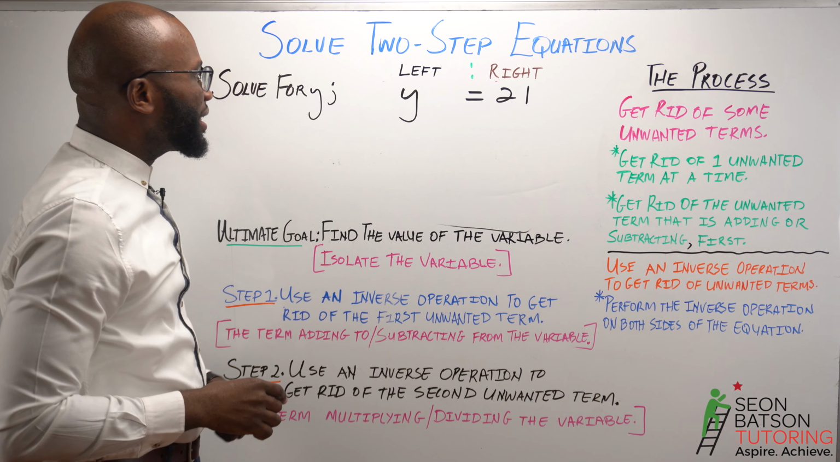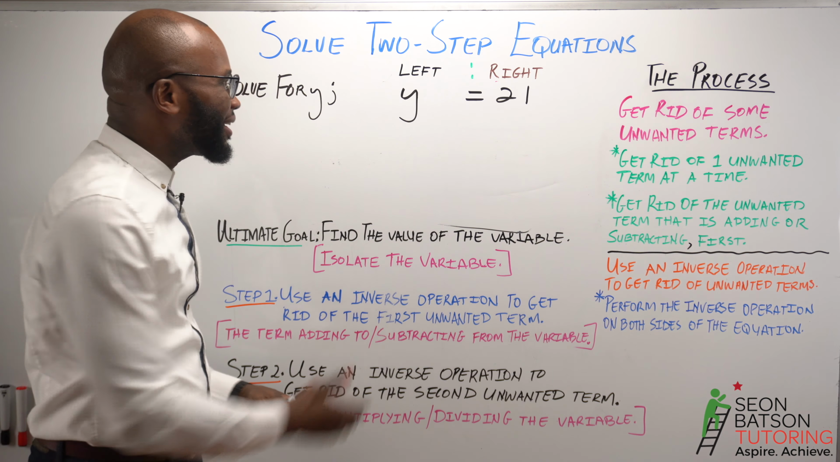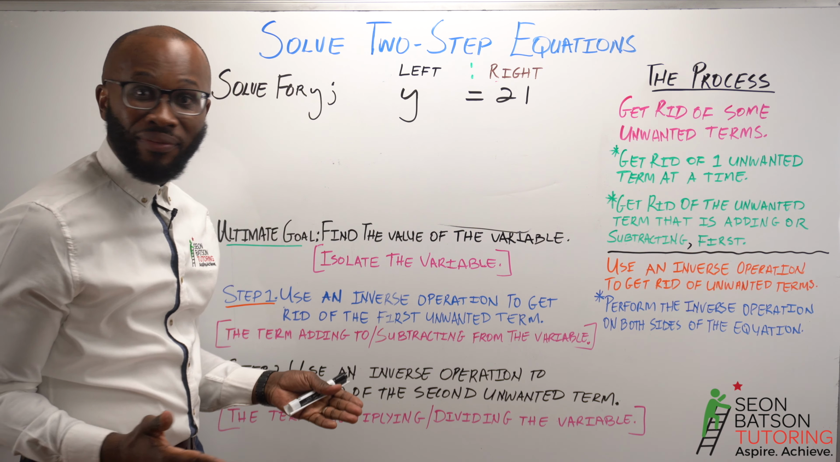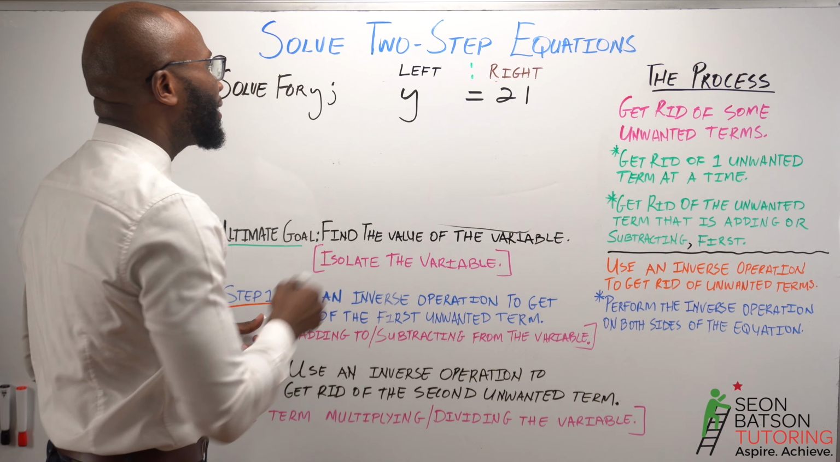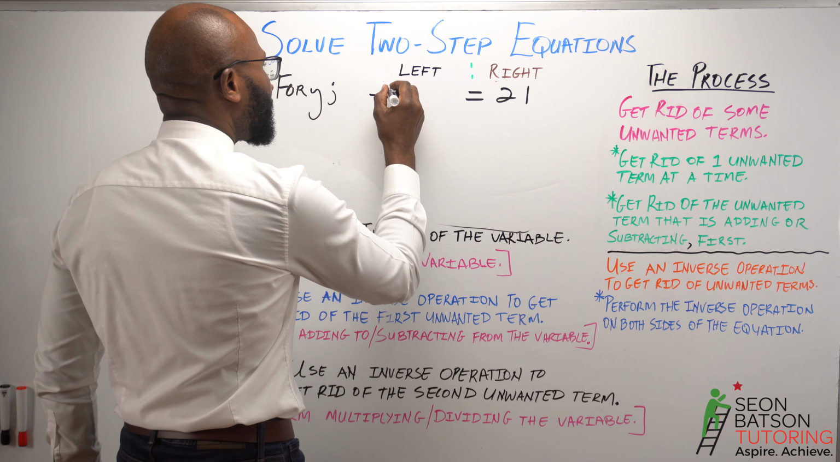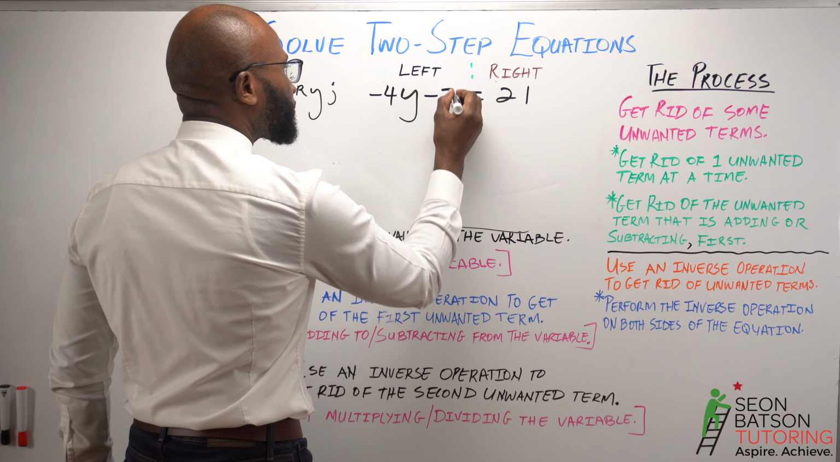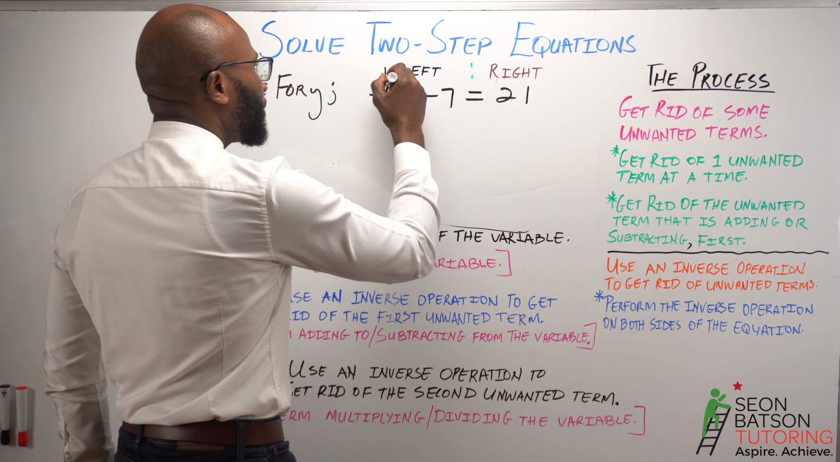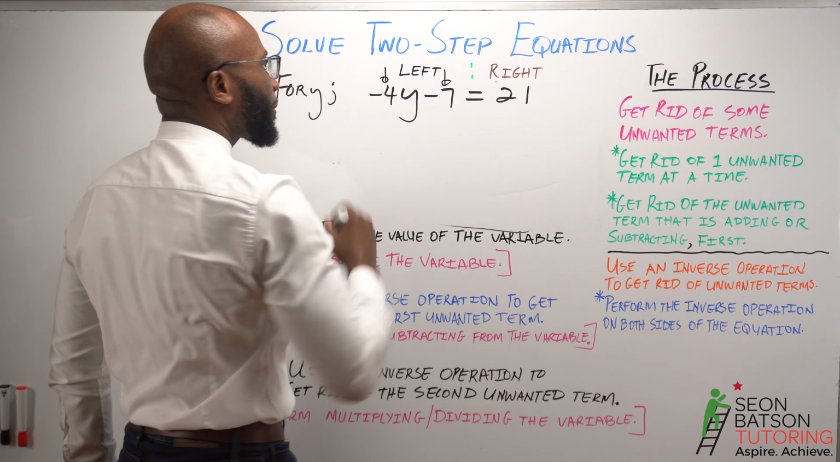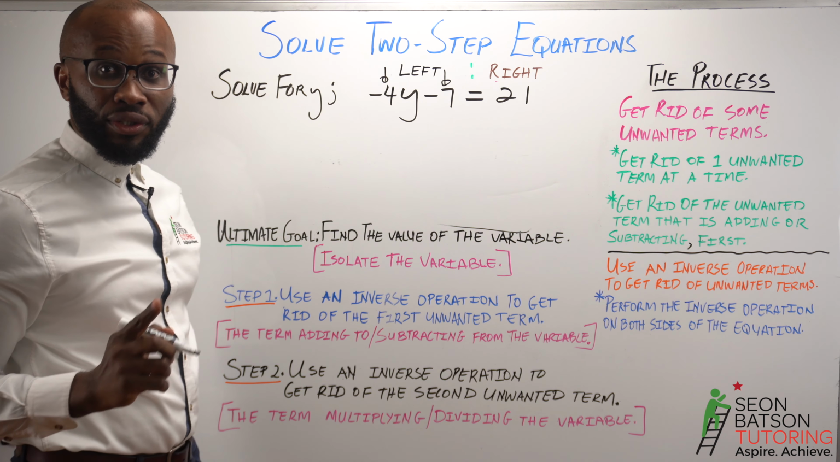If we get rid of the negative 4 and the negative 7, look at the y. It's positive and it's all by itself on the left side of the equation. The big question now is, which of the unwanted terms should we get rid of first?